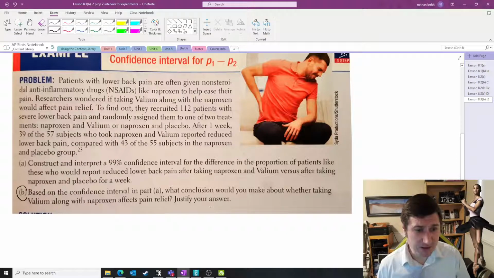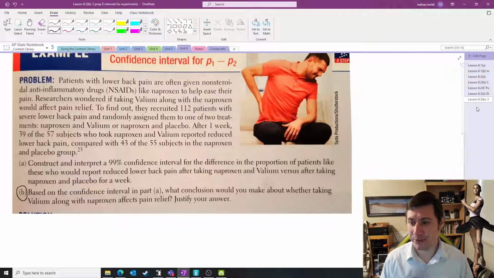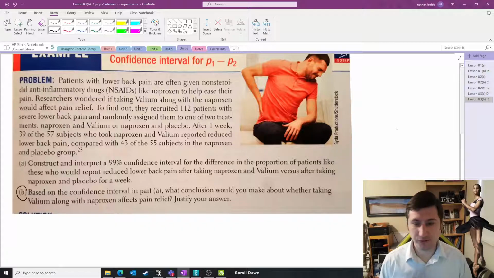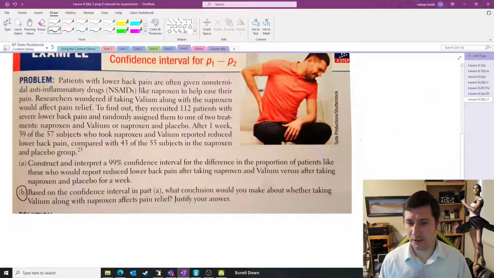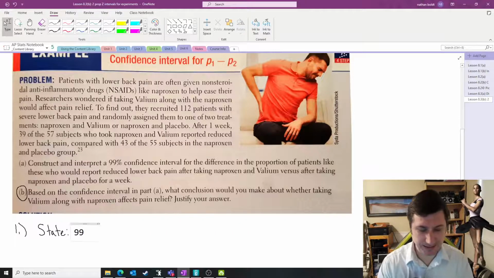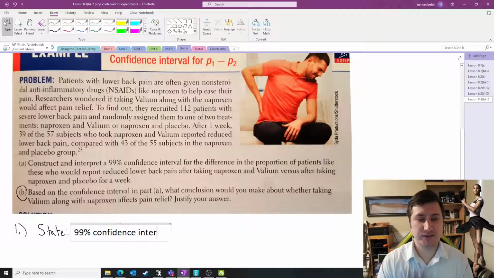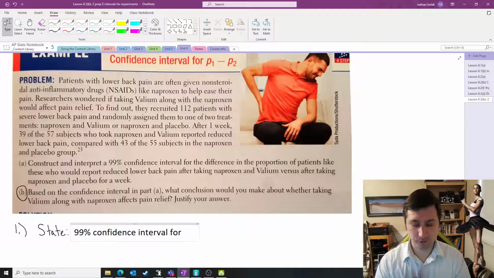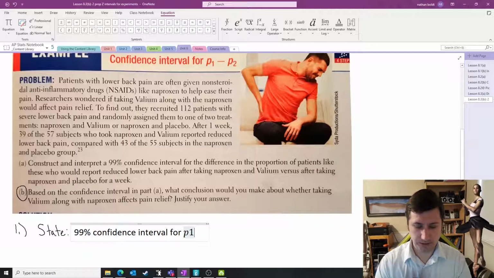So let's do this. Again, we have a 4-step procedure. So step 1, we have to state. What are we doing here? So we are doing a 99% confidence interval for P1 minus P2.